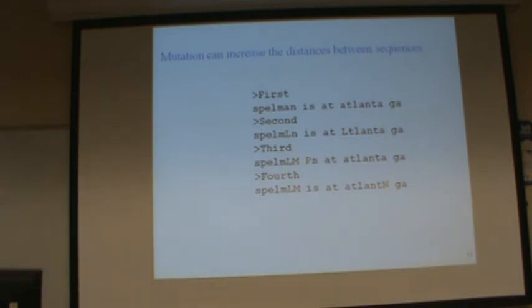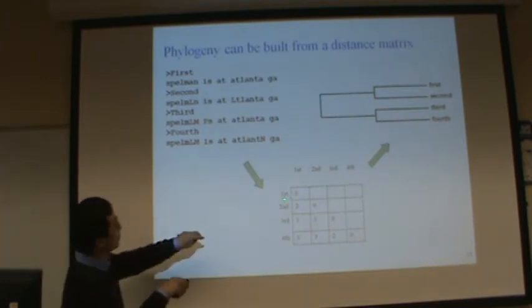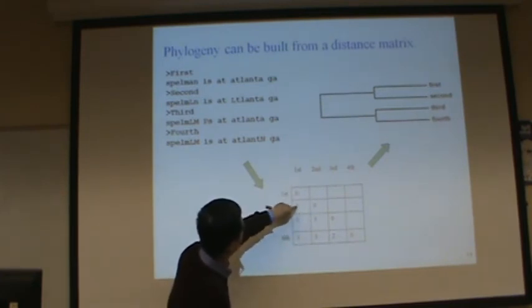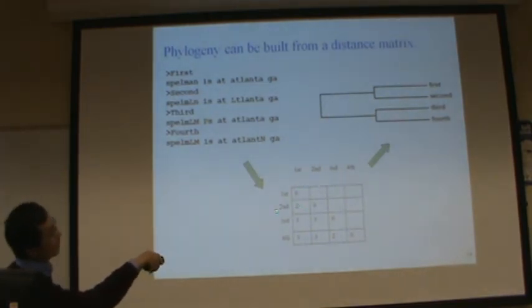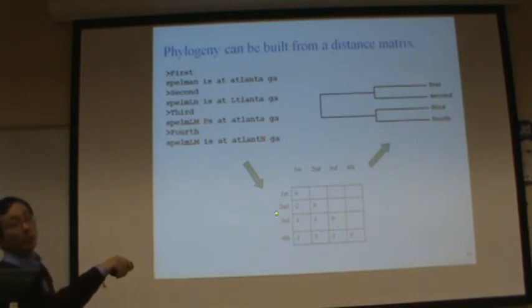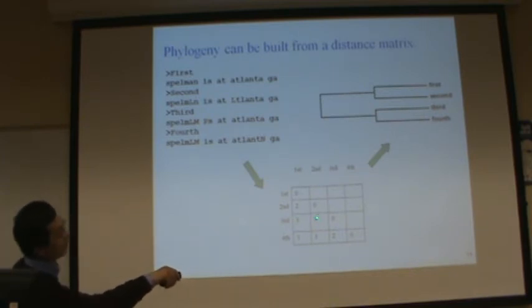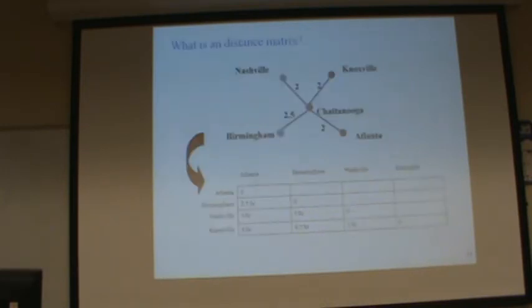It's kind of confusing to do it this way, so we want to put it in a table. That would be called a matrix. So we put all the sequences on the columns and the rows, and then put the distance between them in those cells. The distance between the first one and second one is two differences. First one and third and fourth is three. Second one is also three. Third one and fourth is two. So this is what we call a distance matrix.